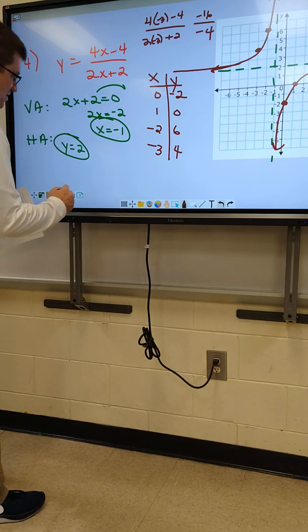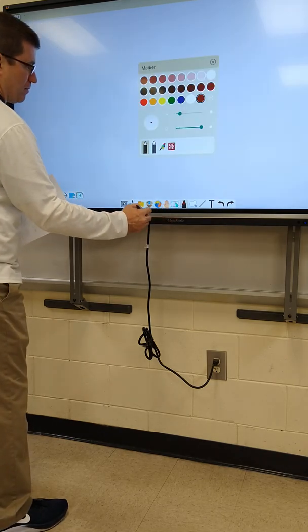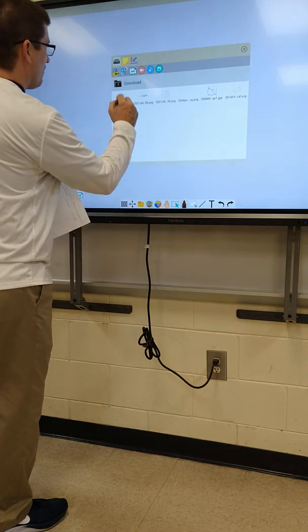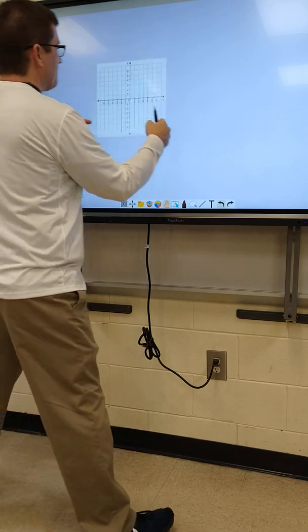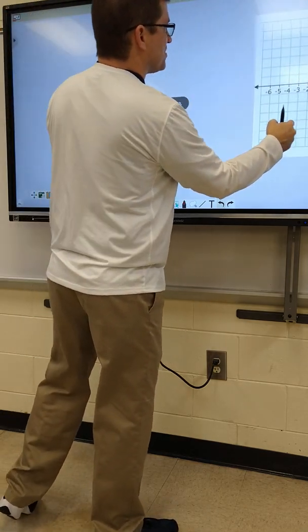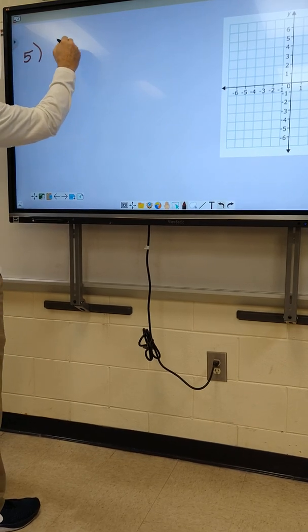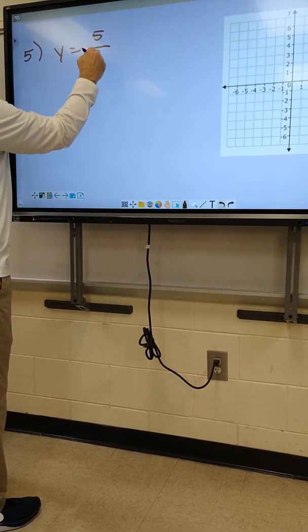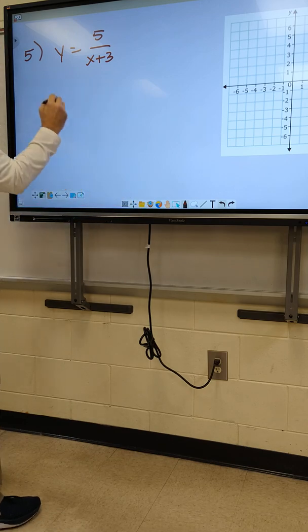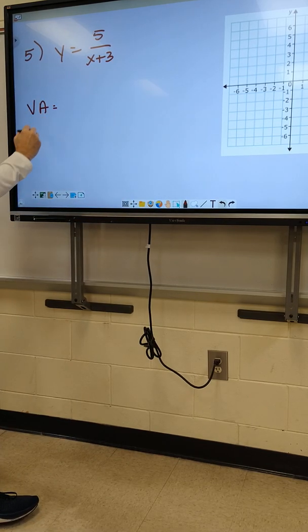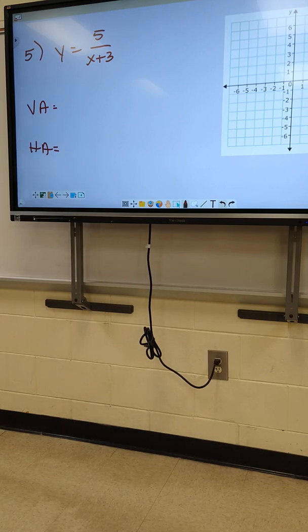All right, 5 is a different type. It's pretty similar, just a little different. All right, so number 5, y equals 5 plus x plus 3. Same thing though, guys. We got to find the VA and the HA. This is our third problem doing this. We should start getting the hang of it.